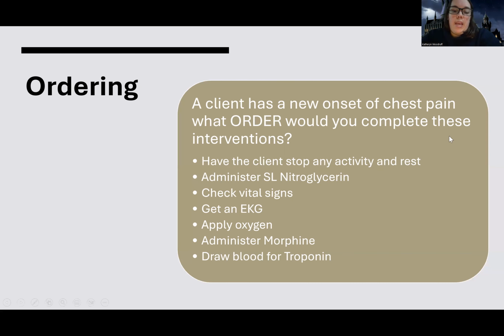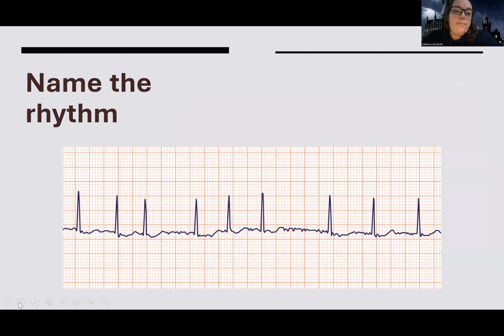So that would be stop, oxygen, vital signs, EKG, nitroglycerin, troponin, morphine. Or if you had morphine, troponin, it's probably about the same. It just depends. The morphine we only give if they need it. It's not necessarily that they have to get it. Ooh, now we're getting into dysrhythmias.